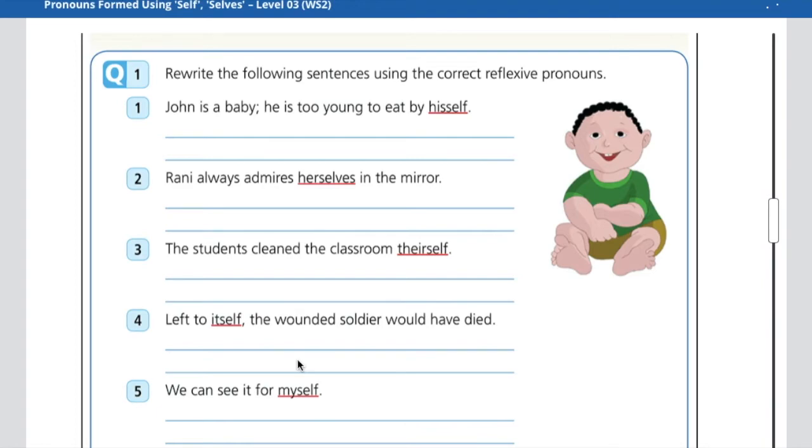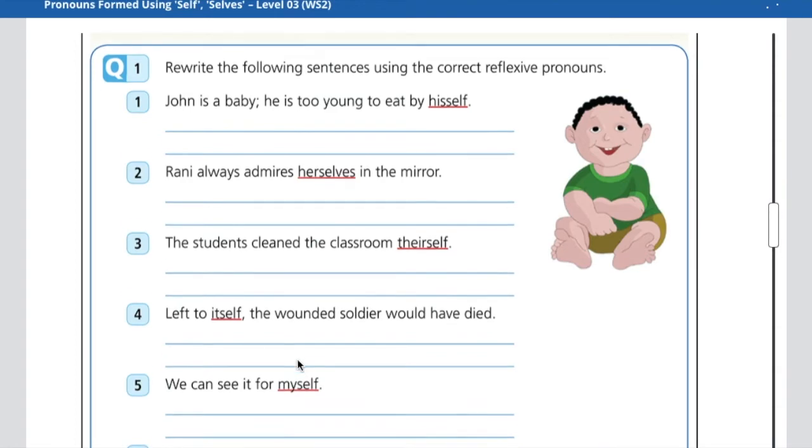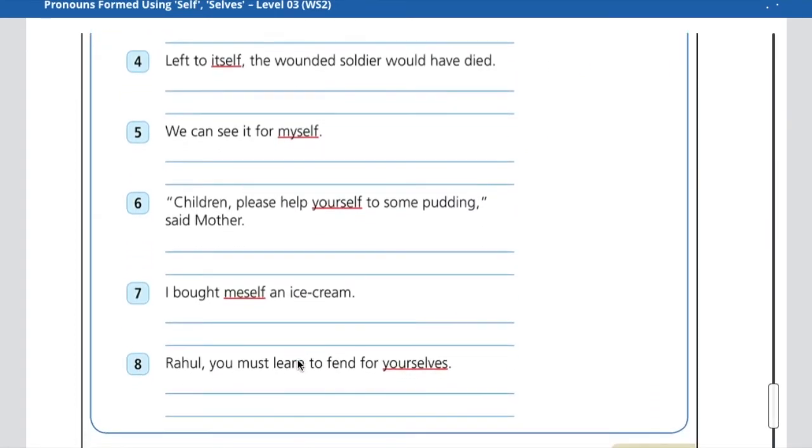We can see it for myself. No, we can see it for ourselves. Children, please help yourself to some pudding, said mother. Children, please help yourselves to some pudding, said mother. I bought myself an ice cream. No, I bought myself an ice cream. Rahul, you must learn to fend for yourselves. No, Rahul, you must learn to fend for yourself.